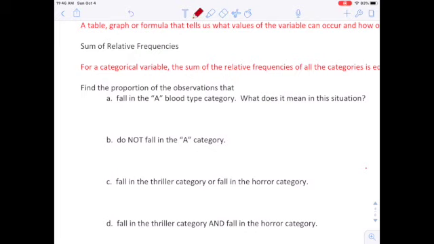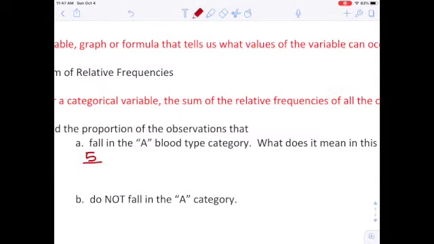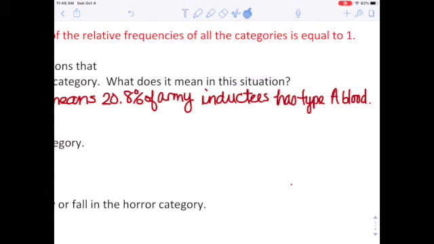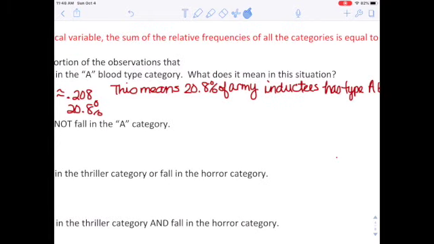Well, it means that if you remember from before, 5 out of 24 inductees have A blood type, and this is about 0.208, and if you switch it over, it's about 20.8%. And because of that, you should be able to conclude also that this means 20.8% of the Army inductees have type A blood. So that's about 20.8% of all the Army people that come in that have type A blood. So in this case, the helpful thing is if a situation arises, they need to make sure there is enough blood to supply to everybody who might be in trouble. One of the things they want to take into consideration.